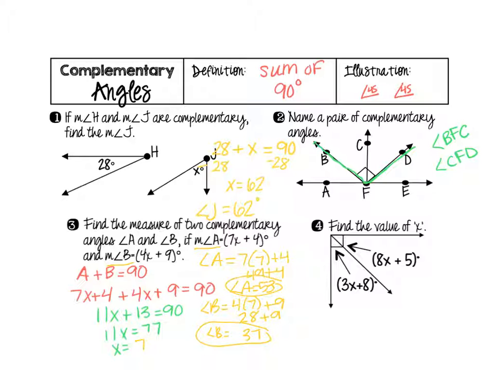Now, number 4 is a similar situation, but this one just asked us to find x instead of finding the angle measures. So I have 3x plus 8 plus 8x plus 5 equals 90 degrees. So I've got 11x plus 13 equals 90, and that's going to work out the same way as the other problem did. So here, x equals 7, and that's the actual answer this time because they just said to find the value of x.